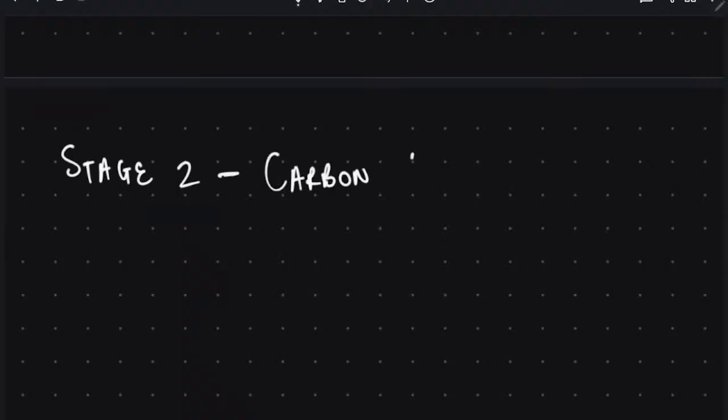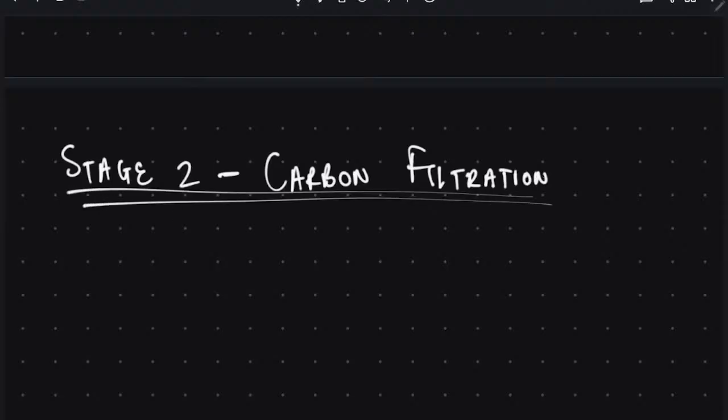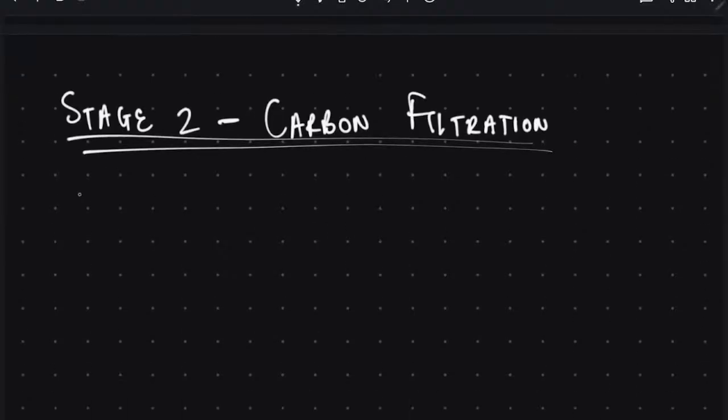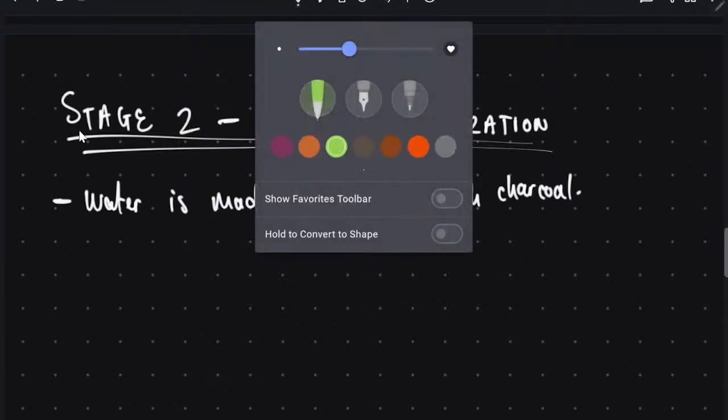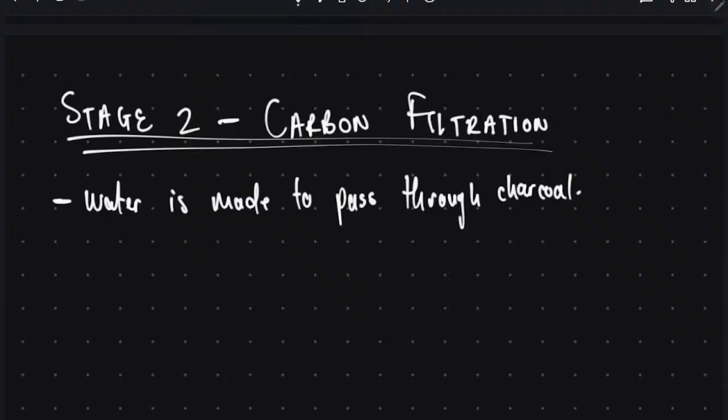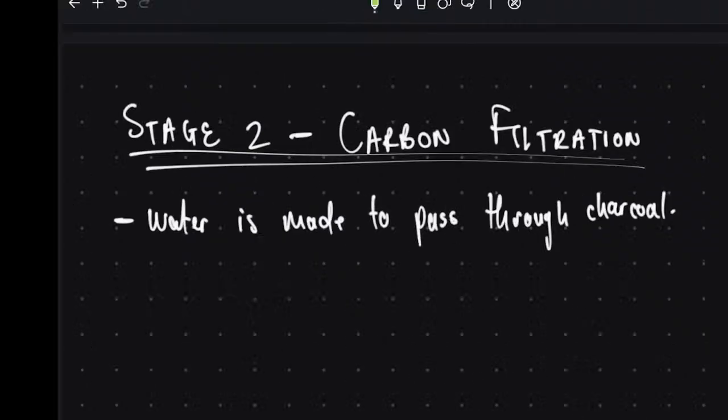Which carbon? Charcoal. Pass it through charcoal so that the water does not stink. To try and have water which doesn't stink. Say here, water is made to pass through charcoal. That's carbon. Don't let me down. I want you to know that charcoal and that black carbon you see, it's carbon. That right there is carbon. So water is made to pass through charcoal, okay? And what is the purpose?